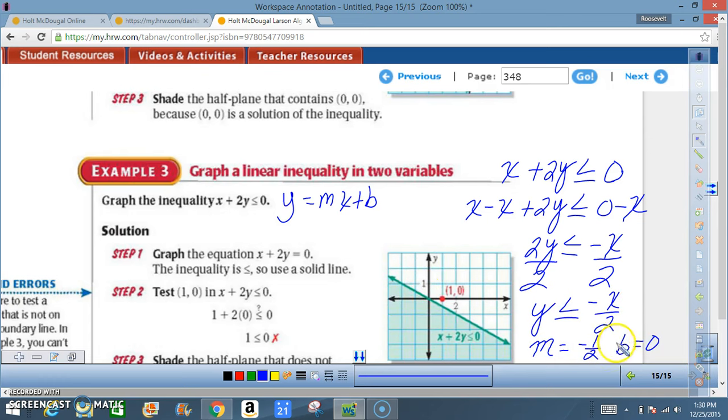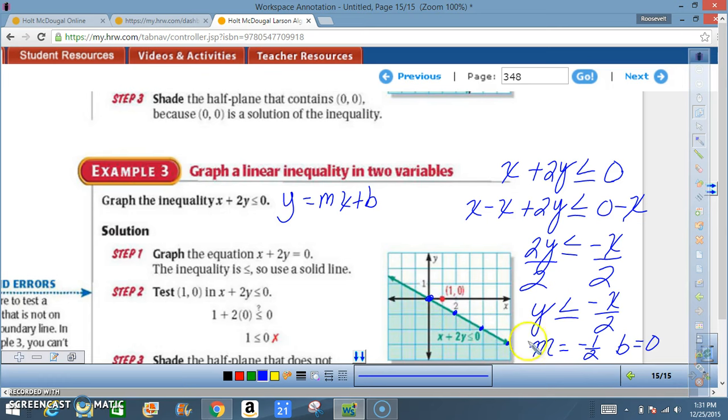So I graph my intercept being 0. That's that point right there. And what's my slope? A negative 1 over 2. Don't forget, rise over run. So I got a negative 1. I go down 1. Then I go over 2. 1, 2. Down 1, over 2. 1, 2. Down 1, over 2. 1, 2. All right, and that gives me my line.